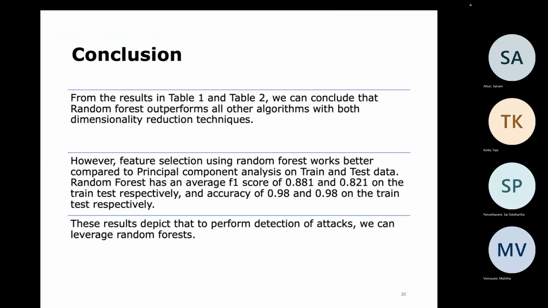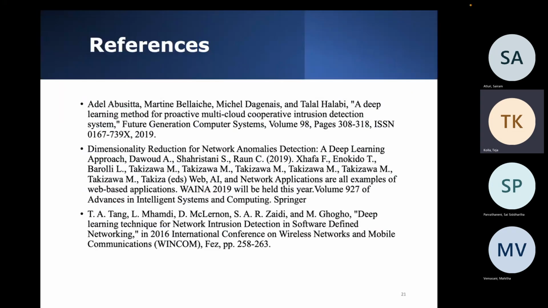Here is the conclusion. From the results in tables 1 and 2, we can conclude that random forest outperforms all algorithms with both dimensionality reduction techniques. However, feature selection using random forest works better compared to principal component analysis on train and test data. Random forest has an average F1 score of 0.881 and 0.821 on the train and test respectively, and accuracy of 0.98 and 0.98 on the train and test respectively. These results show that to perform detection of attacks, we can leverage random forest.